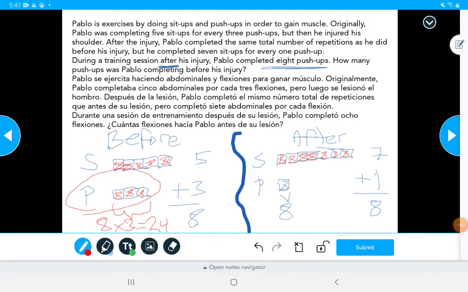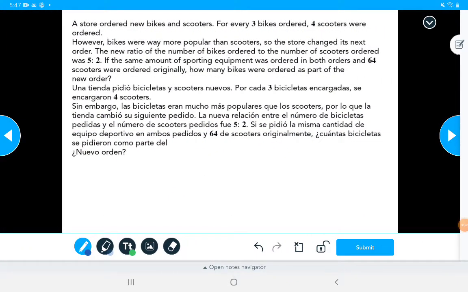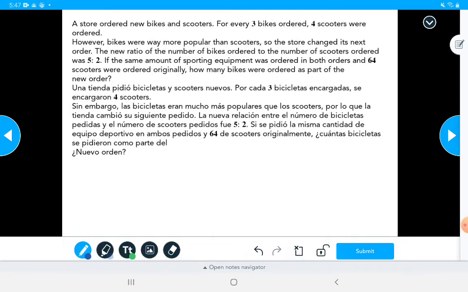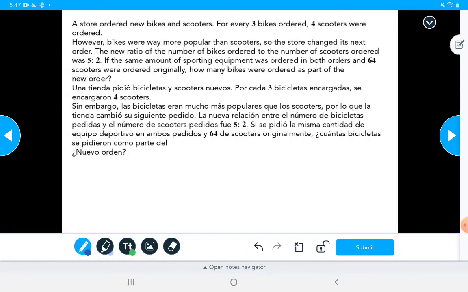Okay, now for our next problem. There's a store, and it ordered new bikes and scooters. Now, for every 3 bikes ordered, 4 scooters were ordered. However, bikes were way more popular than scooters, so the next time the store ordered, it changed the order. The new ratio of the number of bikes ordered to the number of scooters ordered was 5 to 2.